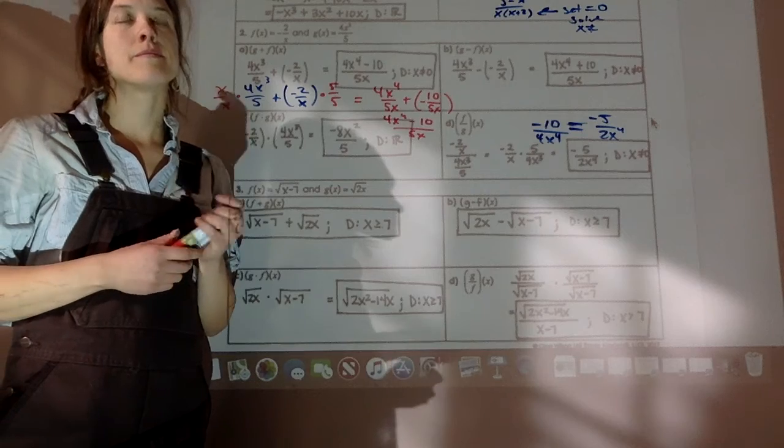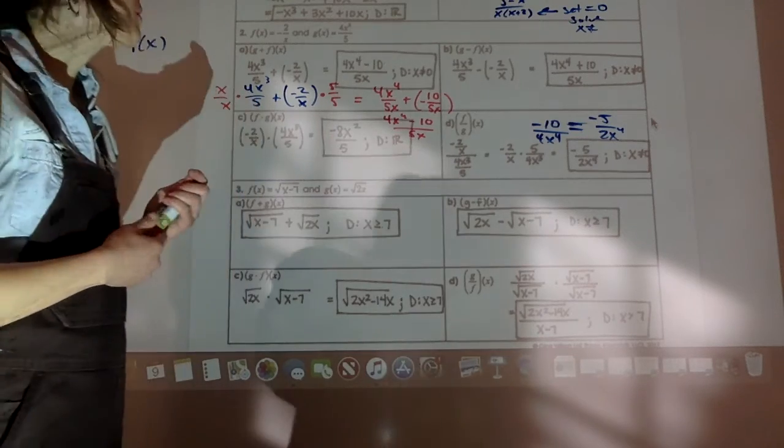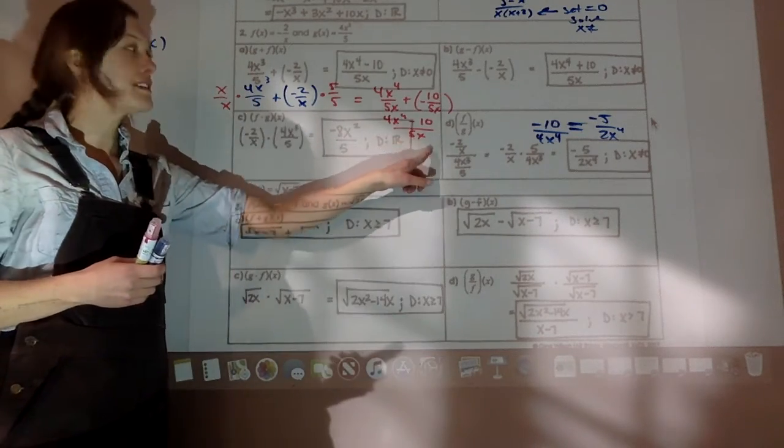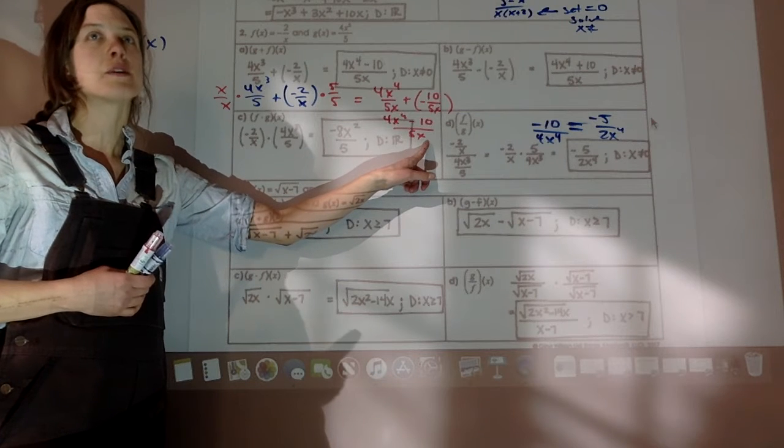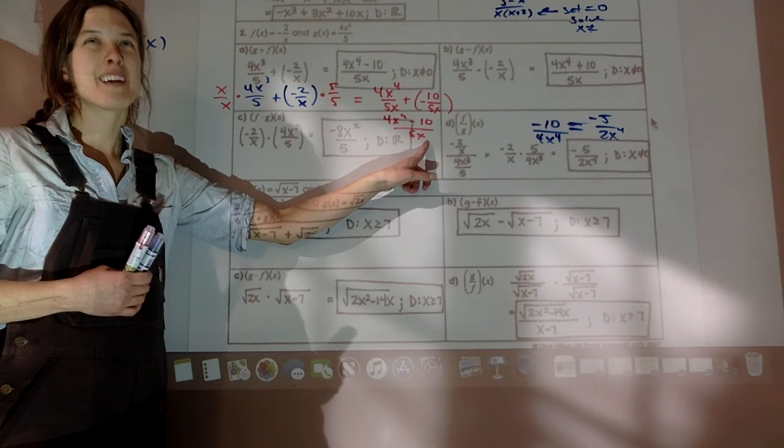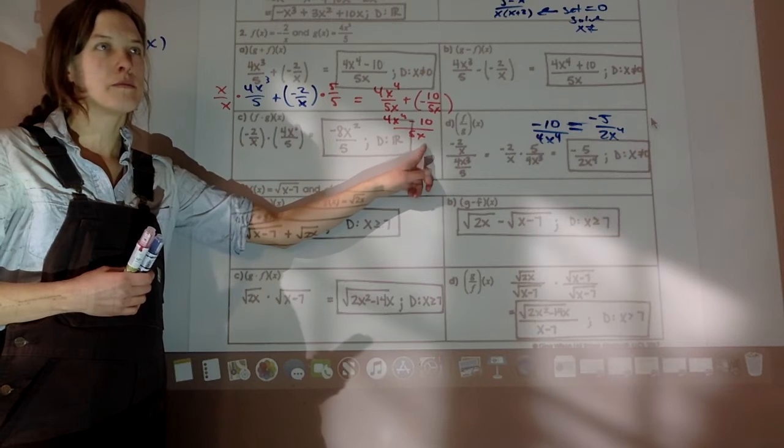Why can't x equal 0 for 2a? Because if I multiply 5 by 0, I get 0, and I can't have 0 in the denominator. That's the only number that x can't equal.